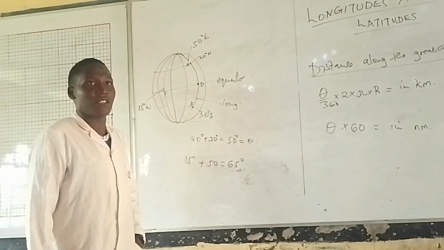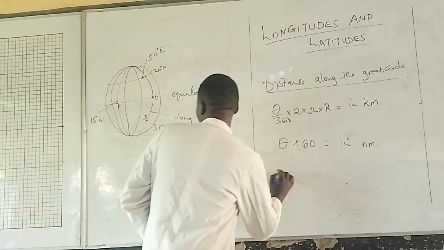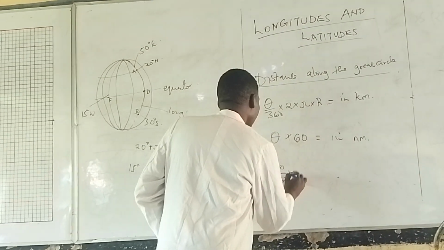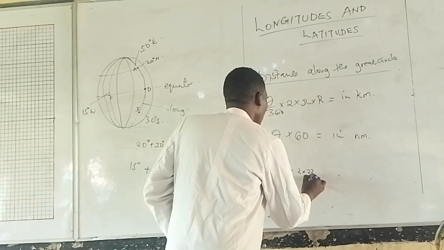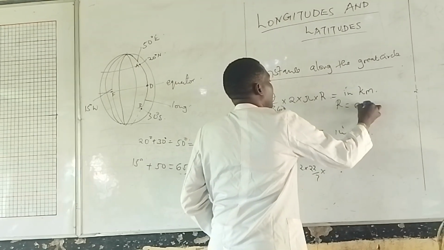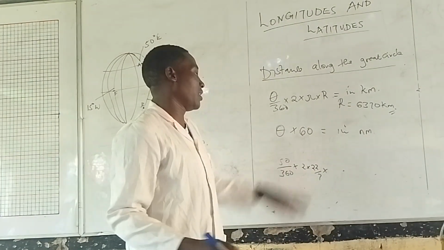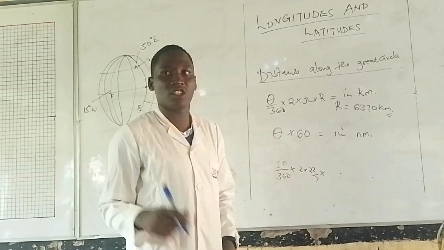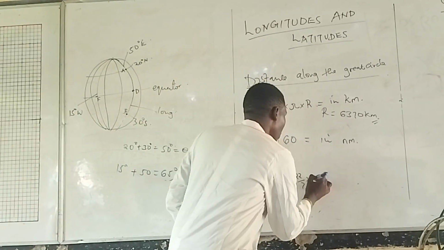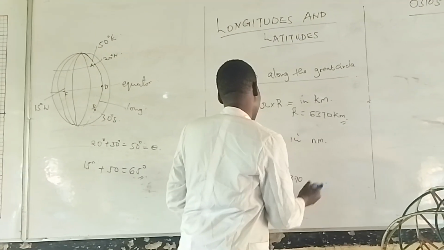If I'm going to calculate using the formula in kilometers, it is going to be 50 over 360 times 2 times 22 over 7 times R. R is taken to be 6370 kilometers. But remember, they can give whichever value, you use what is going to be given in your exam. So let's use that one for now. It is 6370 kilometers.